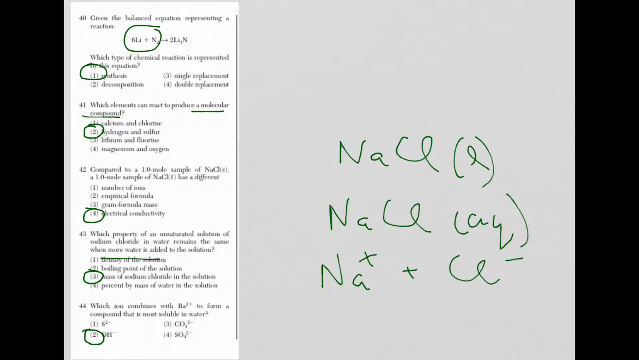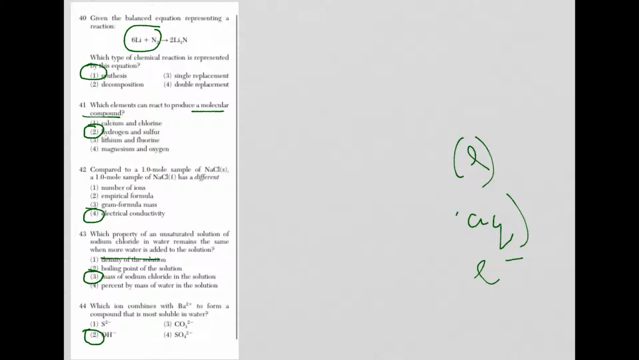Question 44, which ion combines with barium to form a compound that is most soluble in water? Alright, so for these, barium is the metal every time, but now I'm dealing with 4 different choices as far as the nonmetals. I have barium sulfide, and then I have barium hydroxide, barium carbonate, or barium sulfate. So I'm looking for most soluble in water. So I'm looking for something that is going to dissolve in water of those four choices.